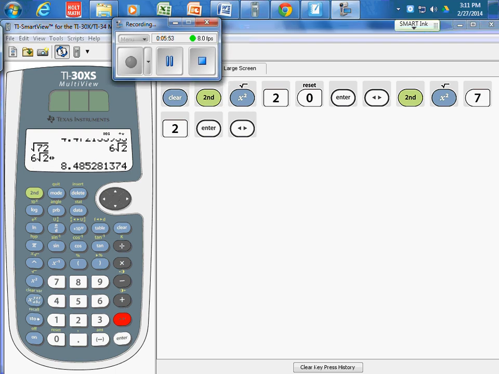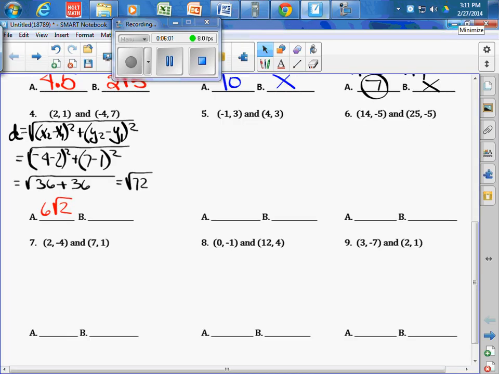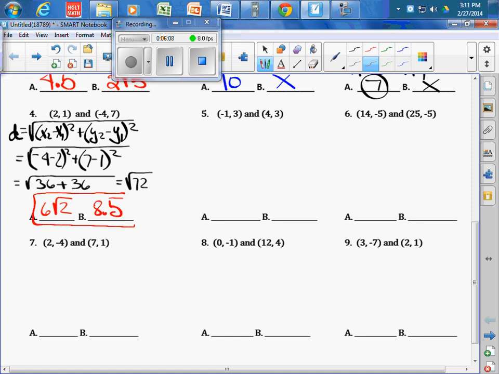Rounding that off to the nearest tenth would be what? 8.5 would be correct. So we'll have 8.5. So there are your two answers for this problem. Try number 5, see how you do.